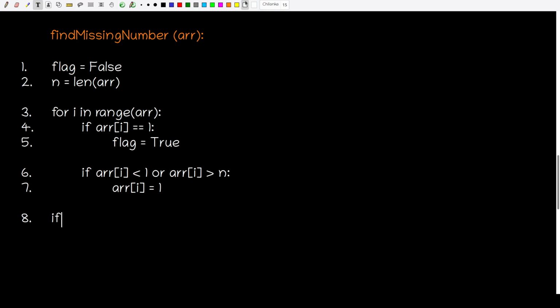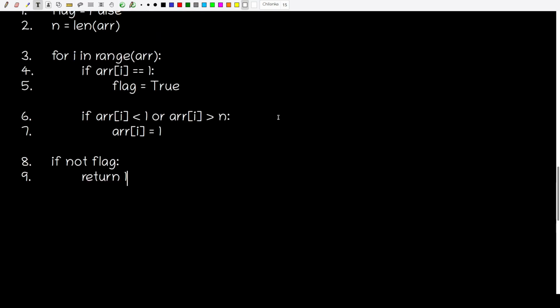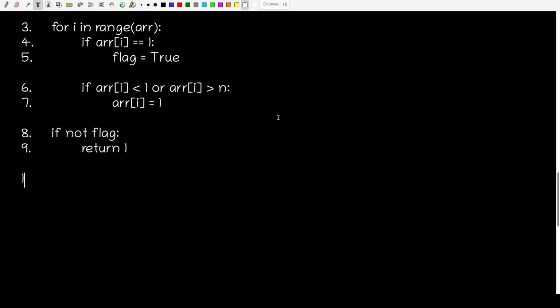If 1 does not exist in the array, then in such case, the smallest positive integer which is missing is 1, because of which we are going to return 1. Otherwise, we are going to iterate on the array again. So for i in range of n.